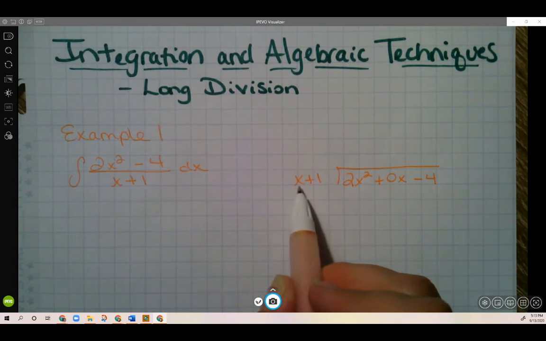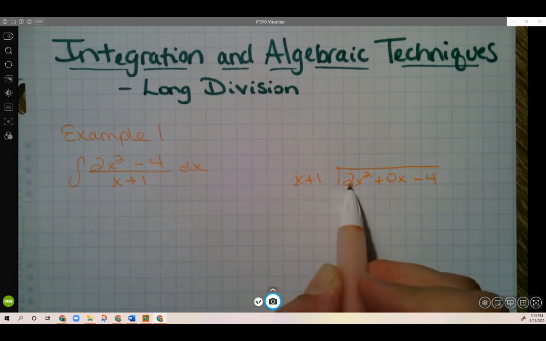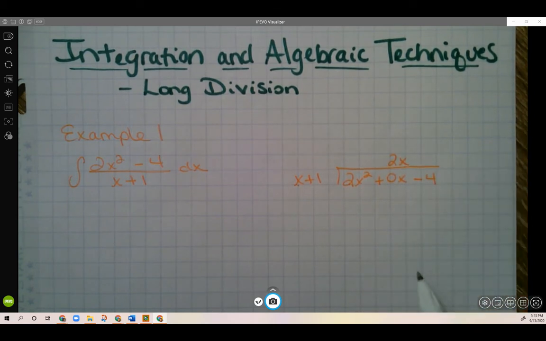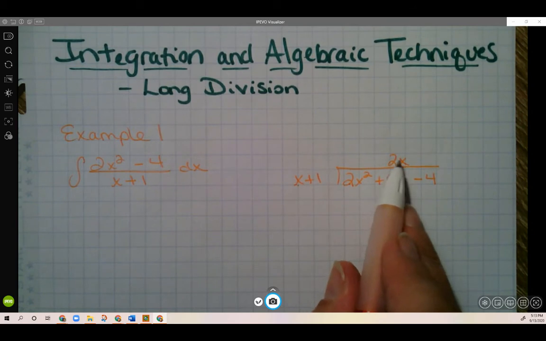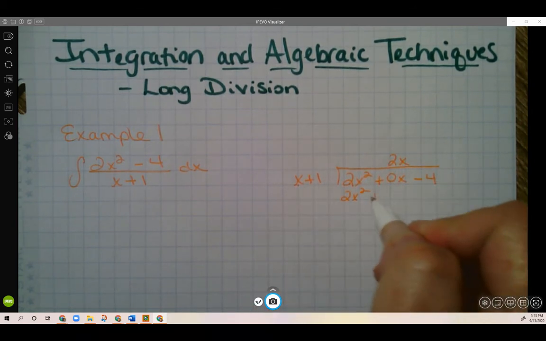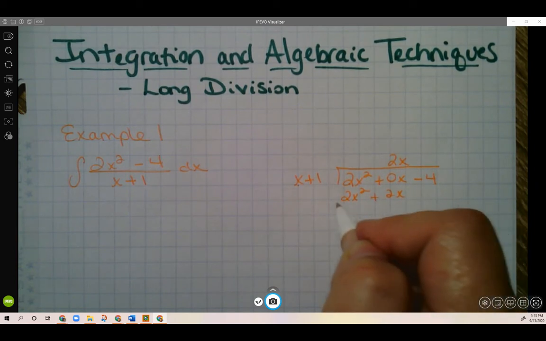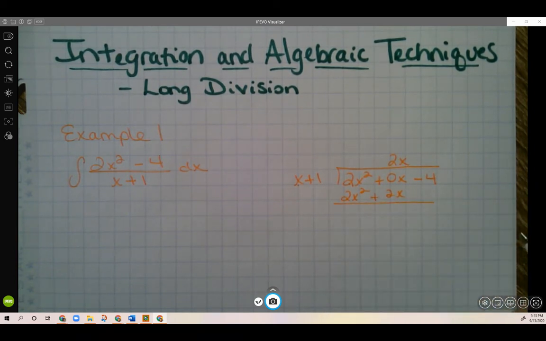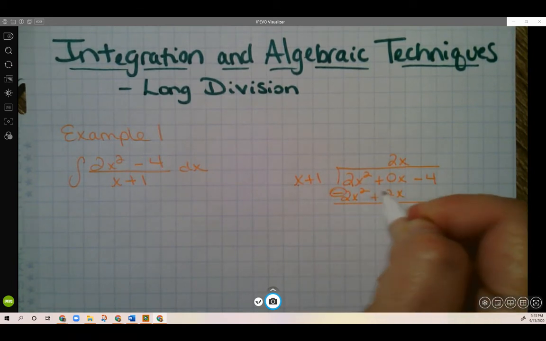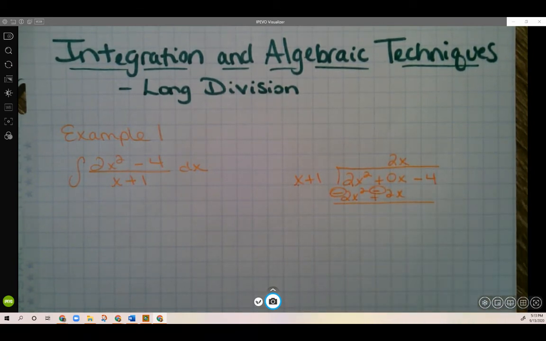And so I want to ask, what do I multiply times x to get 2x squared? And in this case, that would, of course, be 2x. And I'm lining it up in the x column. So 2x times x is going to give me 2x squared, and 2x times 1 gives me 2x. Now, just like in normal long division with numbers, we're going to subtract. So I'm going to make this minus and make that minus also.